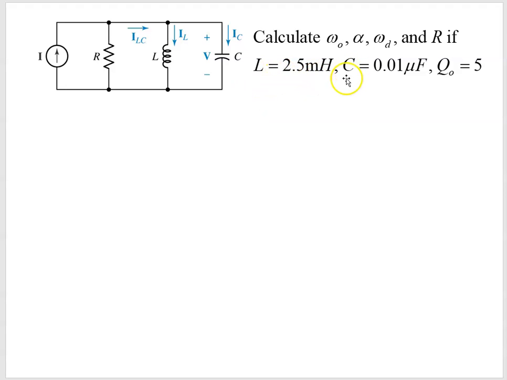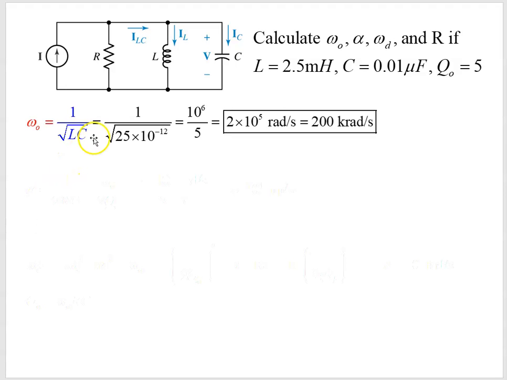Well, we have L and C, so we can easily calculate omega naught is 1 over the square root of LC. We've been using that for quite a while now. So our omega naught is just going to be equal to 1 over that square root of LC, plugging in, we get 2 times 10 to the 5th radians per second, or 200 kiloradians per second.